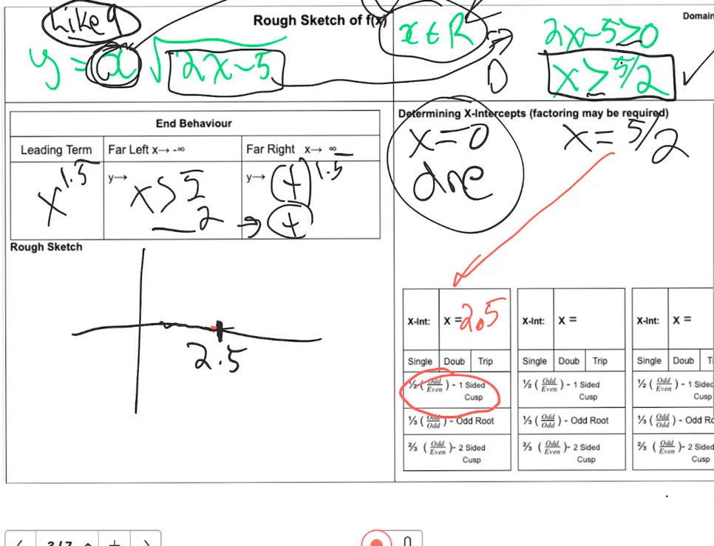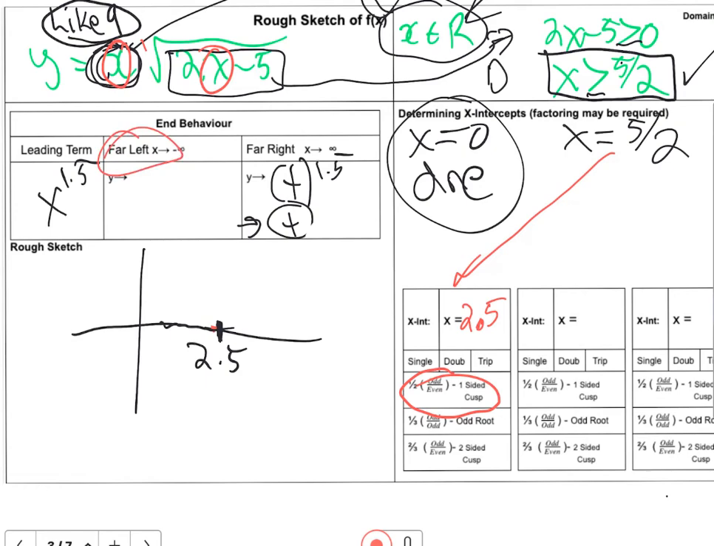Now we can do the end behavior. So what is the end behavior for this one? What is the leading term? Well, I've got an x multiplied by a root x. So that is x to the 1.5, right? Because it's a half and 1. That makes 1.5.